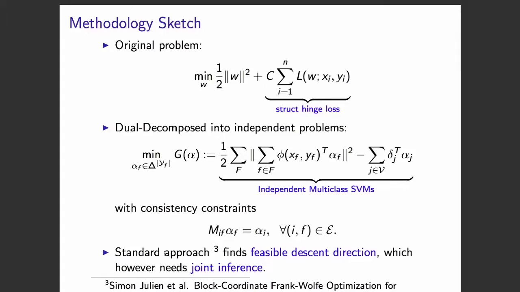The previous approach that used a structural oracle explicitly enforced this consistency constraint. So they have to use a structural oracle to look through the factor graph and find a feasible direction, but also the optimal direction. So it's quite hard and expensive. So we're not going to do that.